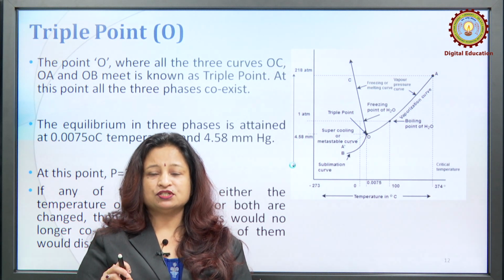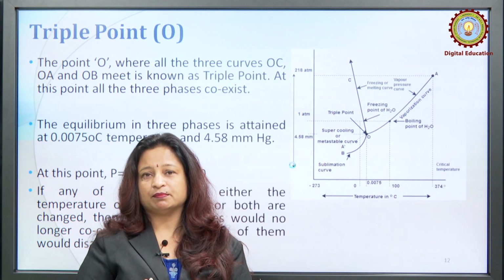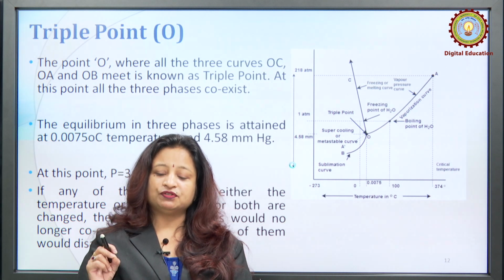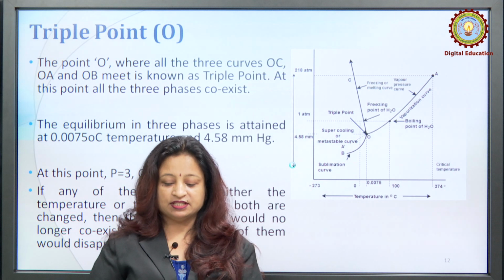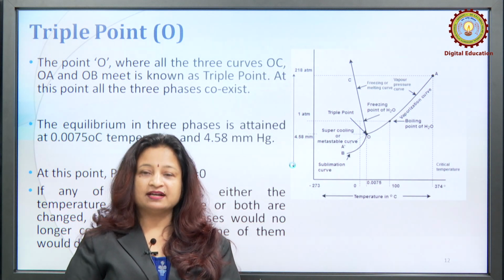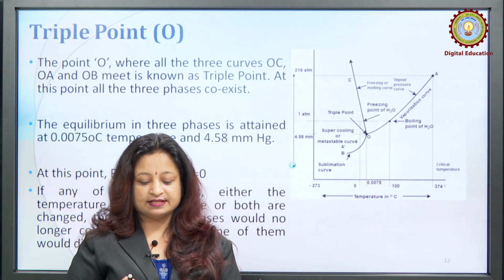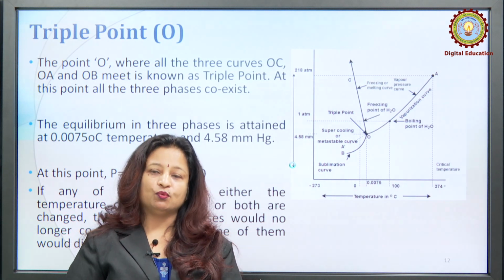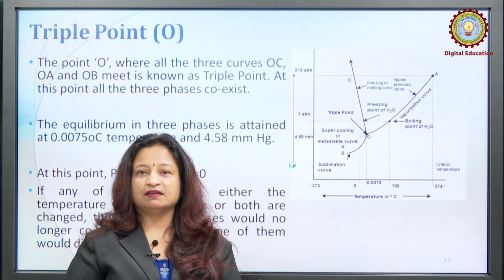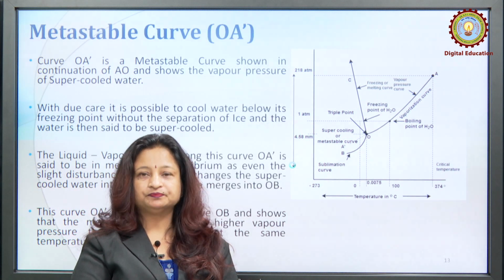So, it is very important to understand the significance of this triple point, because if any of the 3 variables, either the pressure or the temperature or both, are changed, then the 3 phases would no longer coexist, and at least one of them would disappear. And this is the significance of the triple point.